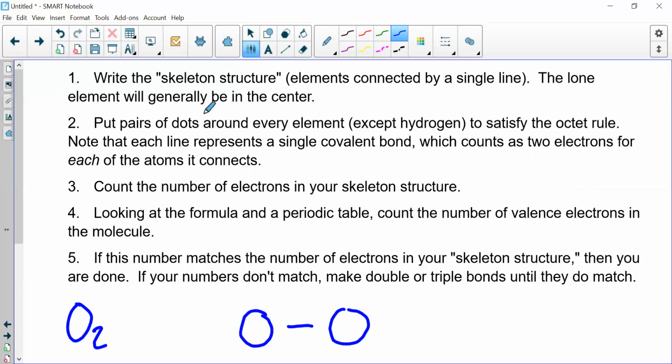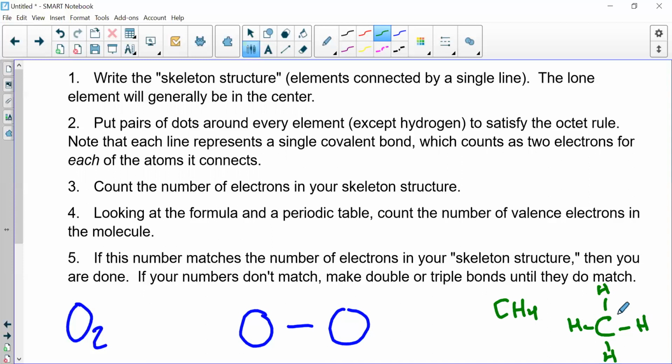The lone element will generally be in the center. Now, in this case, there is no lone element. It's two O's. But for example, let's say you have methane, which is CH4. With this, you're going to put the C in the middle, and you're going to branch it off all four directions like this, where you go H, H, H, H. You're not going to put an H in the middle and then have H, H, H, C. The lone element's always going to be in the middle like this.